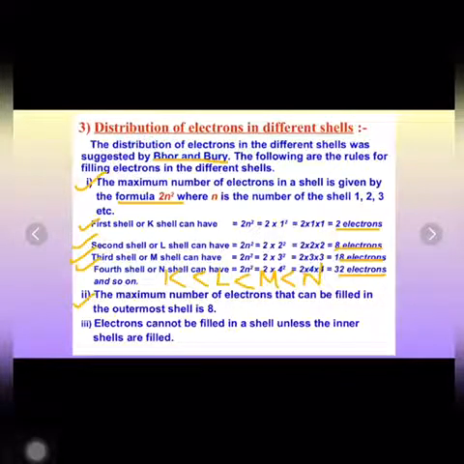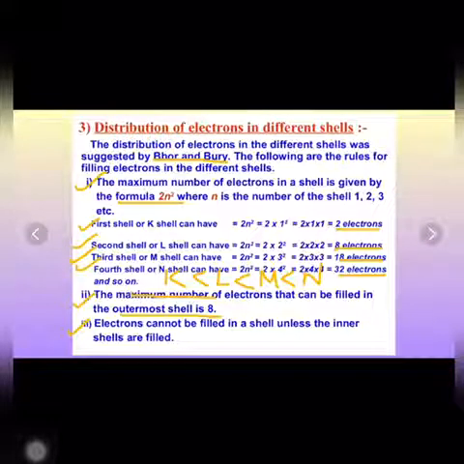Now let us talk about the second rule. The maximum number of electrons that can be filled in the outermost shell is 8. So the outermost energy shell in an atom cannot have more than 8 electrons, even if it has the capacity to take up more electrons according to our first rule. The outermost shell will only have 8 electrons, not more than that.